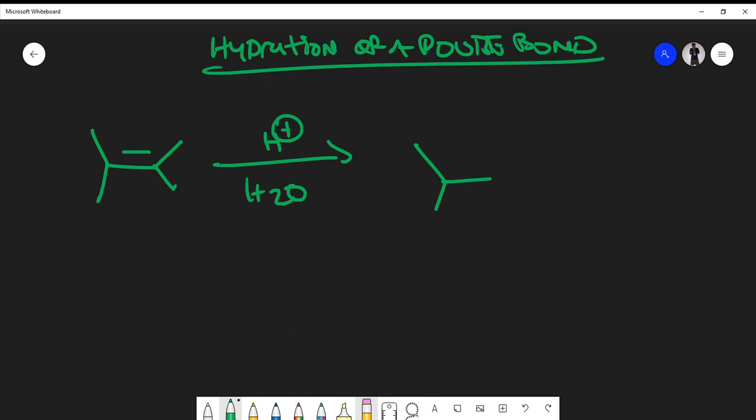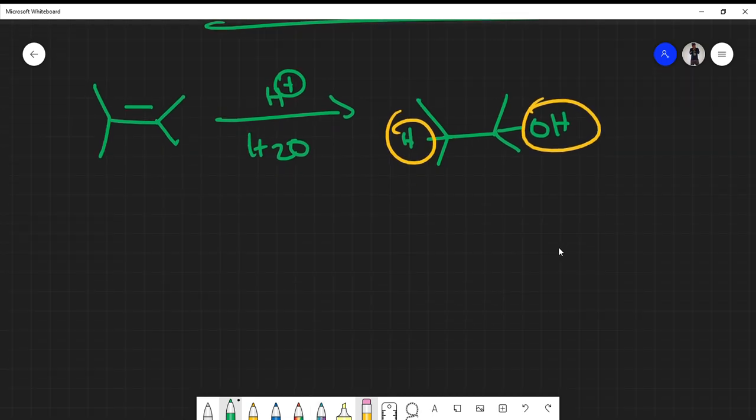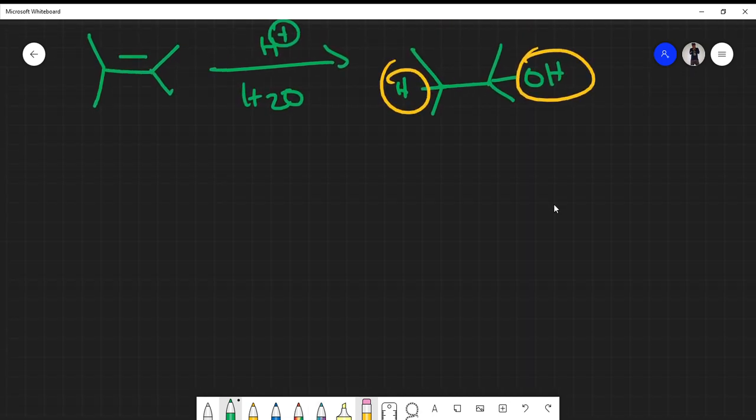So this would be the product. Again, there's the H plus and then there's the H2O. So essentially, we're adding water across a double bond. So this is what we call hydration of a double bond.